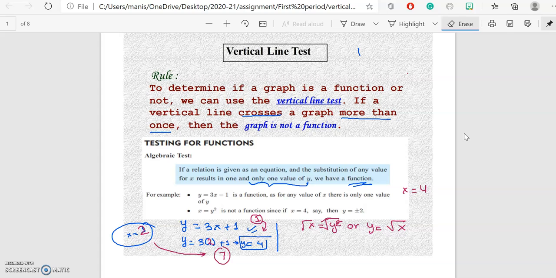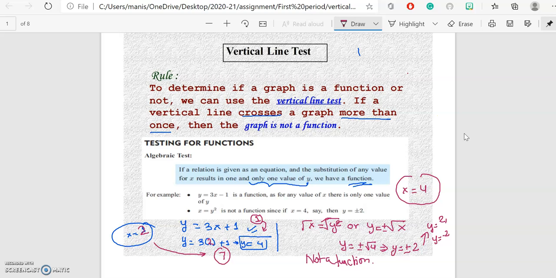Whenever you do this operation, you have to put a plus and minus over here, because this radical can give us two values, negative value or positive value. So when I simplify, this is plus minus 4. So I will end up with two answers over here, plus minus 2. So the value of y is positive 2, value of y is negative 2, for the value of x equal to 4. So this is not a function. We will learn about functions in detail in upcoming slides.